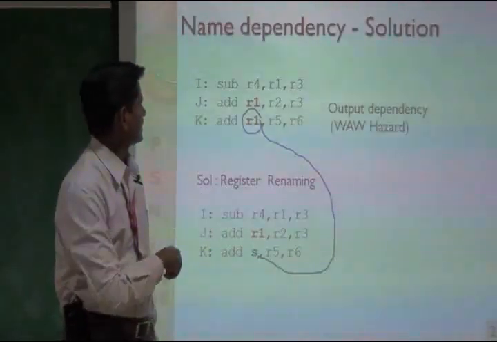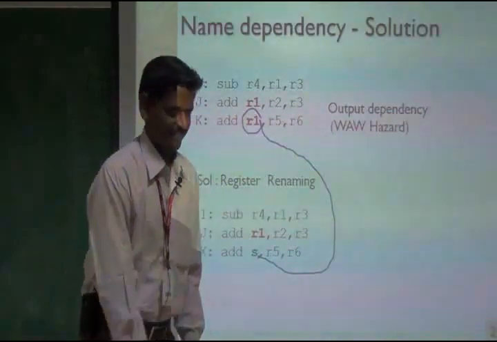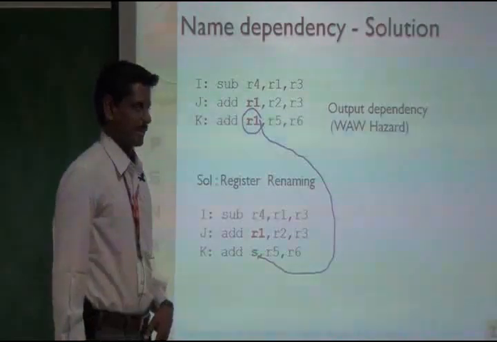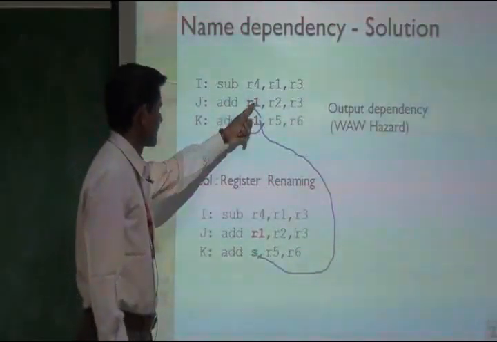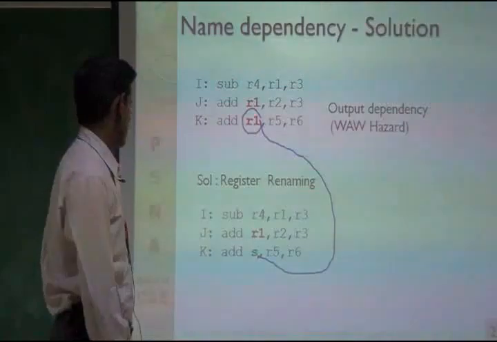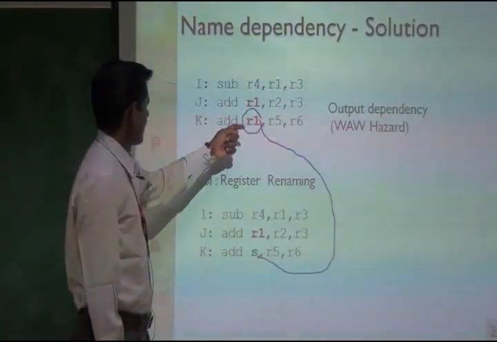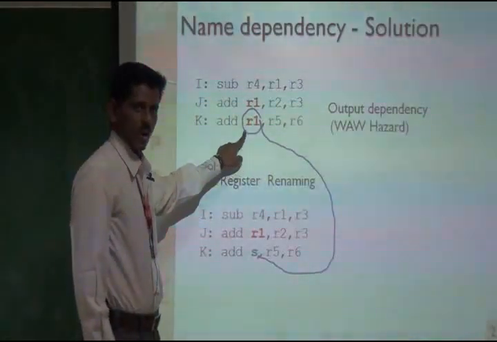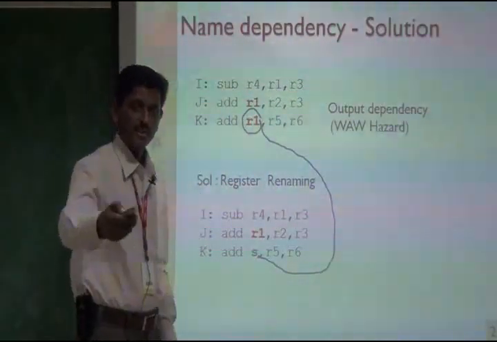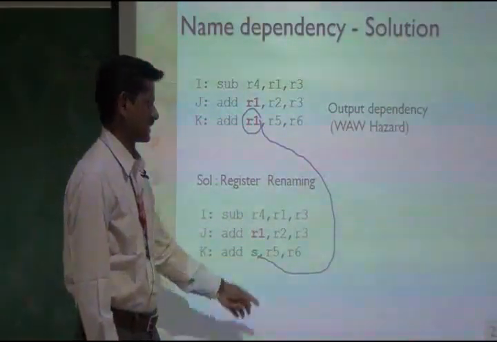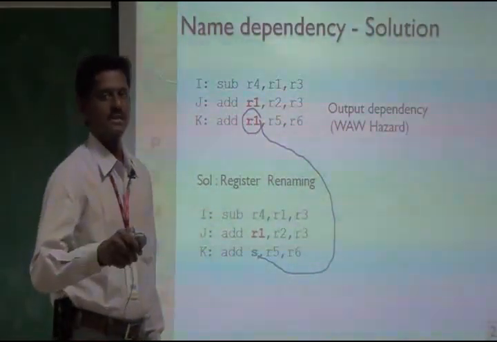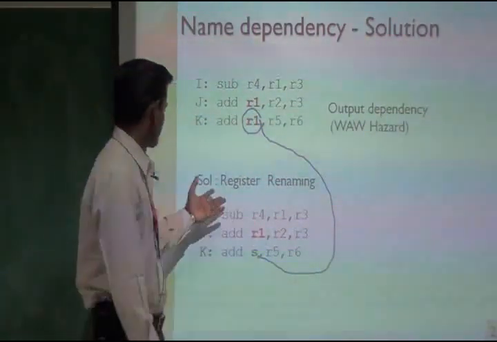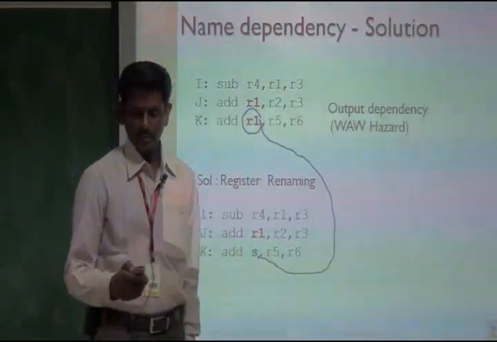The solution for name dependency is renaming. Take this output dependency. The problem is both try to write the content to R1. This can be solved by renaming the register. Instead of using R1, we may go for a new name for this output, that is register renaming. So name dependency can be solved using the technique called register renaming.